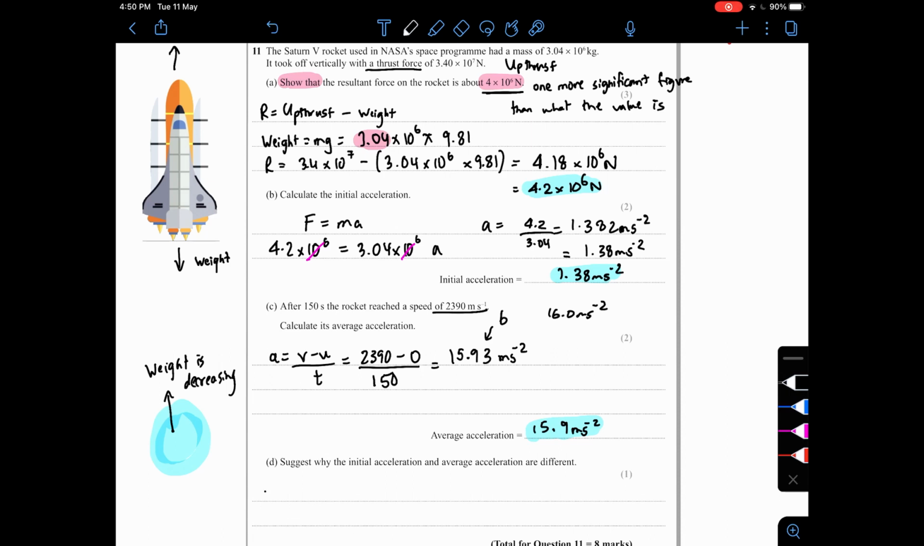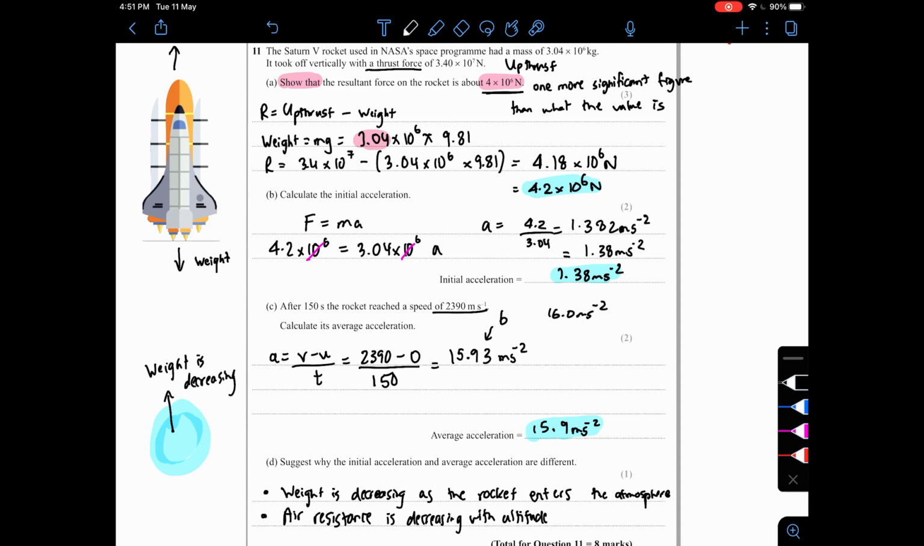So you can say a couple of things. You can say the weight is decreasing as the rocket enters the atmosphere. And notice it's only one mark, so you don't need to write much. I'm just giving you multiple answers that you can write. You can also say, and this is a bonus, you don't have to write it, that the air resistance is decreasing, sorry, decreasing with altitude.